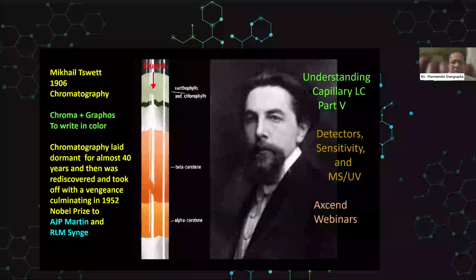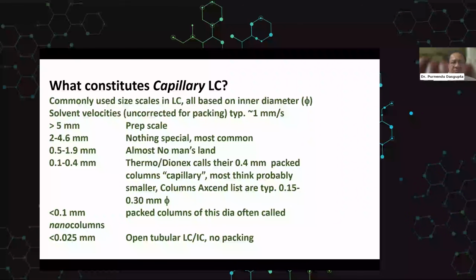So let me now say what constitutes capillary LC. The common size scales used in liquid chromatography are based on the inner diameters. The solvent velocities are typically, take it very approximately, 1 millimeter per second, regardless of scale, okay, in that order of magnitude. So when the diameter is more than 5 millimeters, we call it prep scale.